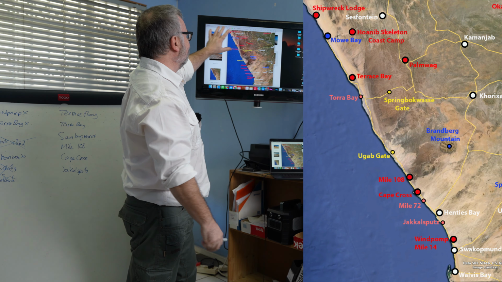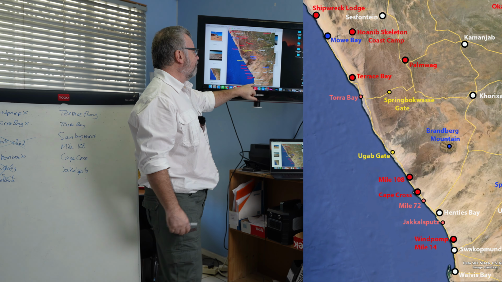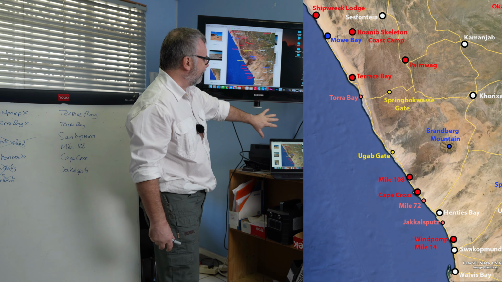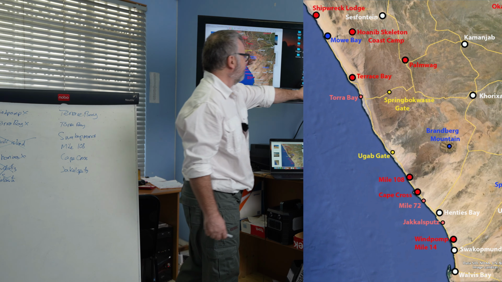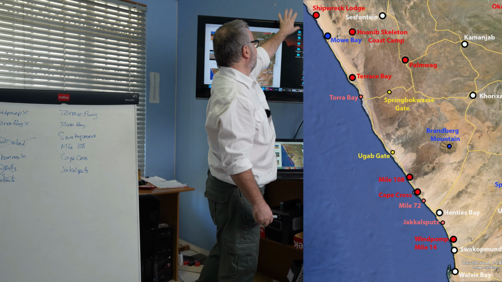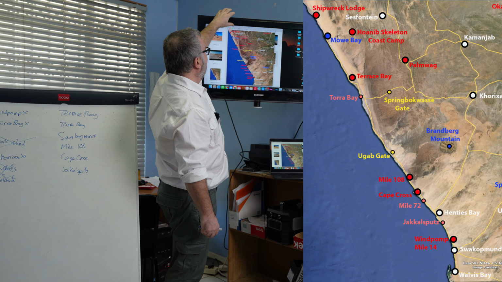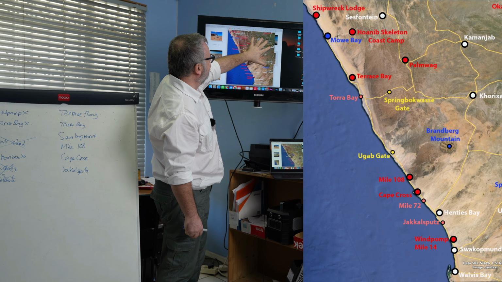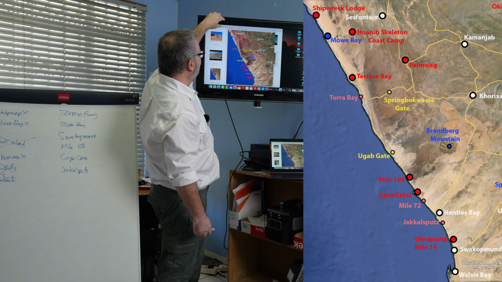So this gives you a basic geography of the area. We've got Walvis Bay here. This road coming down here then curves round and comes down to Sesriem down here. Windhoek is over here. Etosha is up here. And there's Damaraland in the centre there. So we're on the coast.